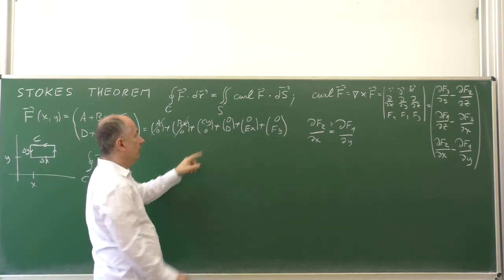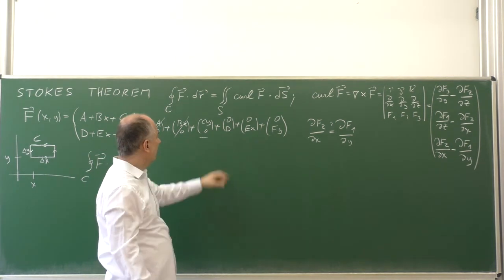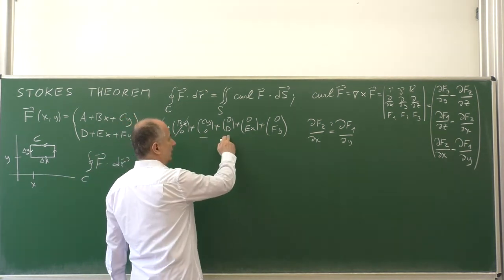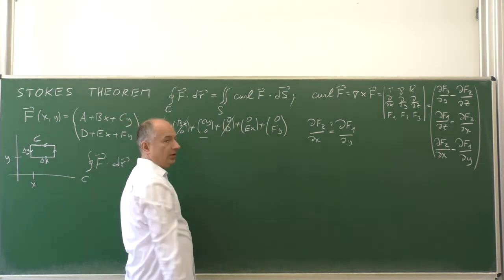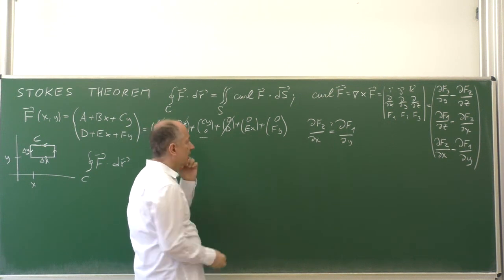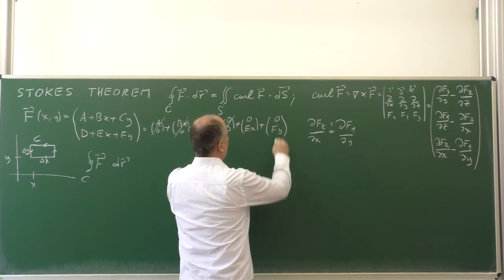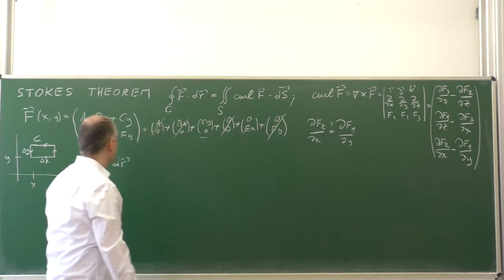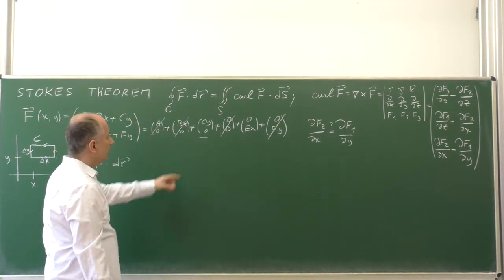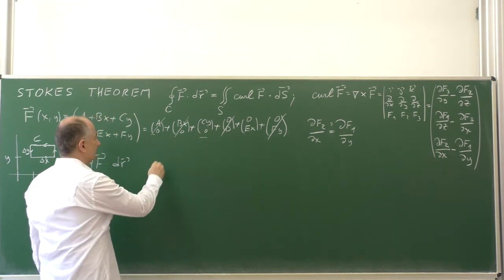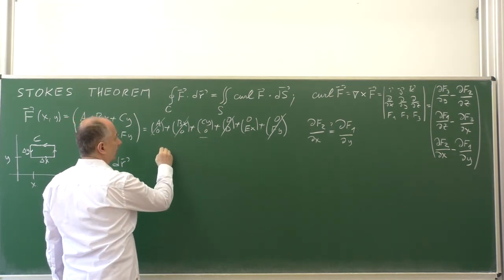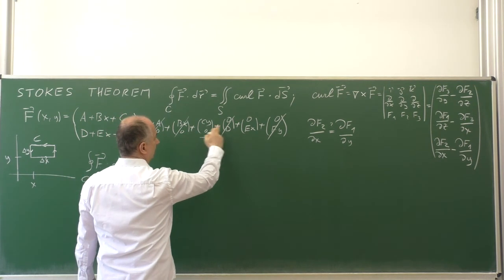This one will give something. Yes, we will have to take this. This has again 0 curl, so 0 contribution to the line integral. That will give something, and this will give again 0. So all we have to do is to consider the vector field with components cy, ex.